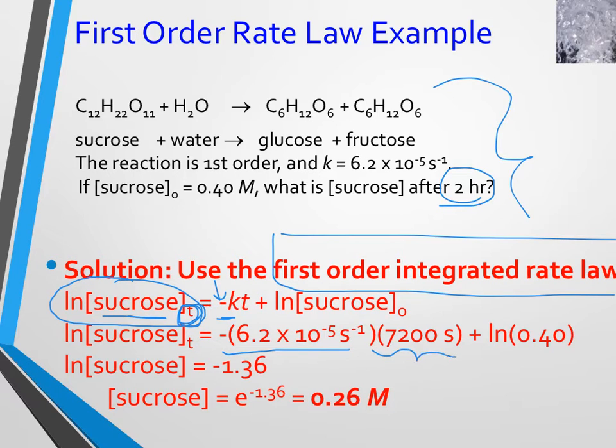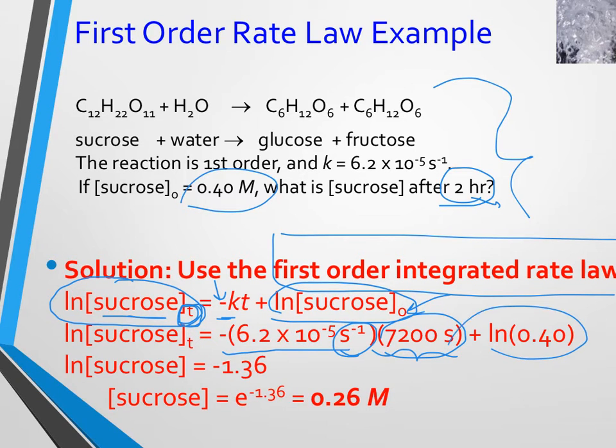Times the time. Now the rate constant has units of seconds, so you've got to convert the 2 hours to seconds. That's where the 7,200 seconds come from. And then the natural log of the initial concentration of sucrose, which they gave you, 0.4 molar. All right, so do all this math here, and you get minus 1.36.